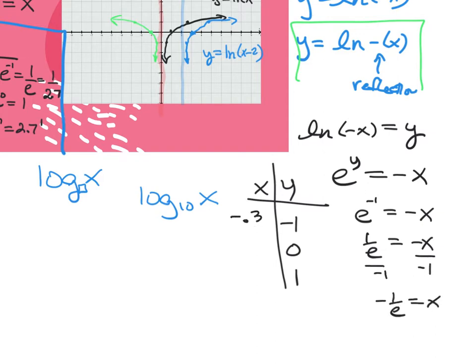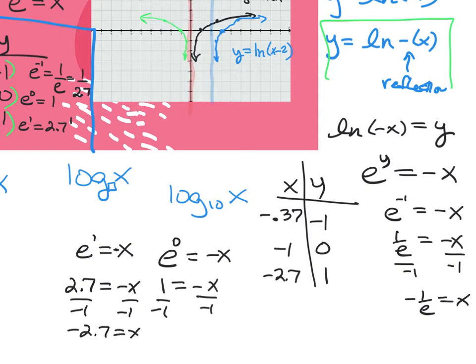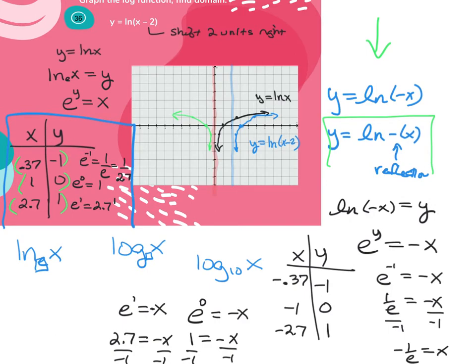So this turned out to be -0.37. When I plug in the 0, e to the 0 equals -x. 1 equals -x. Divide by -1. And that's how I got the ordered pair -1 in the video. And then here, e to the first equals -x. e to the first is 2.7 equals -x. Divide, -2.7 equals x. And notice these were the ordered pairs that I just graphed in green.